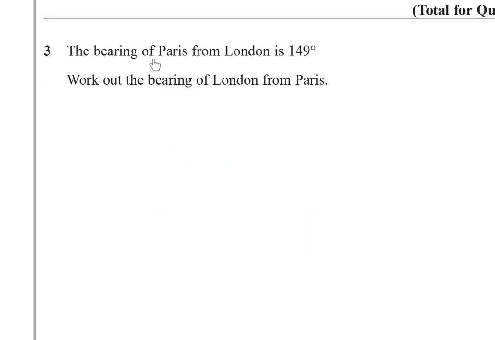Number 3. The bearing of Paris from London is 149. Work out the bearing of London from Paris. We have a relation between bearing and back bearing. The difference between them is 180. So if you have one of them and you need to find the other, you need to add 180 or subtract 180 according to this number. If this number is less than 180, add 180. So now 149 plus 180 equals 329. Or you can draw.